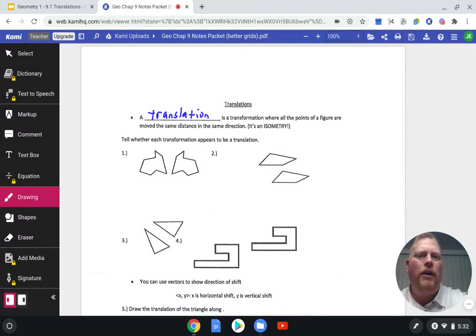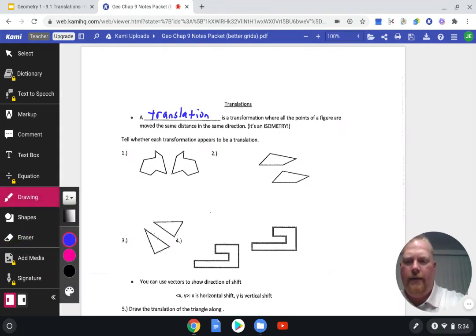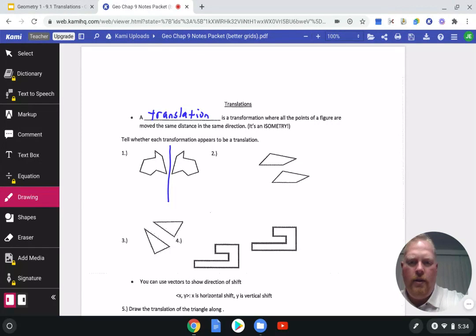So let's see if we can spot what a translation is. Let's take a look at question number 1. It says, tell whether each transformation appears to be a translation. Do we take that first shape and just slide it over and that makes the second shape? It doesn't look like that at all. It kind of looks like I took this and I flipped it over. So this point flipped over to there. This point flipped over to there. So no, it doesn't look like a slide. It looks like a flip. So I'm going to say no to that one.